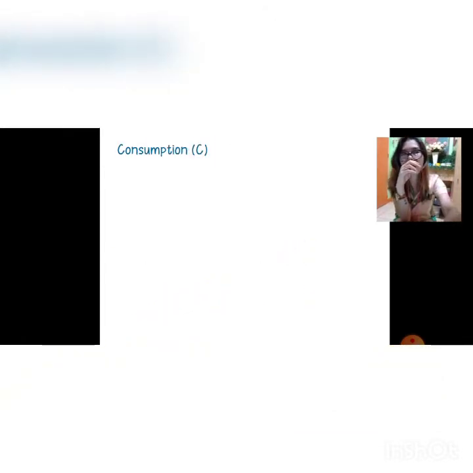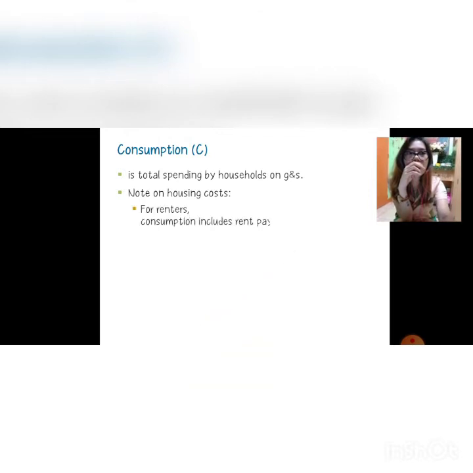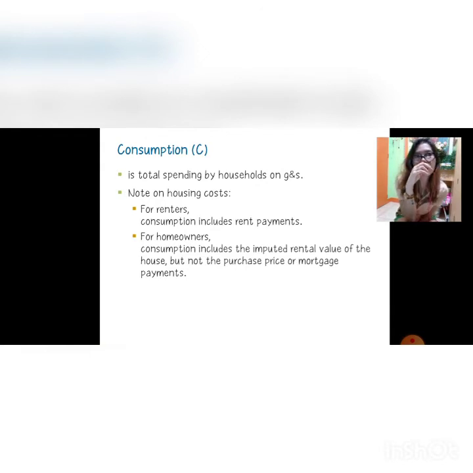Let us digest the components of GDP. For consumption, it refers to the total spending by households on goods and services. Okay, for note on the housing costs. So kung may kag consumption, tanan nga gipalit the total spending of household on goods and services. So tanan nga gipalit sa household on goods and services are considered as consumption, but with a particular note on the housing costs.